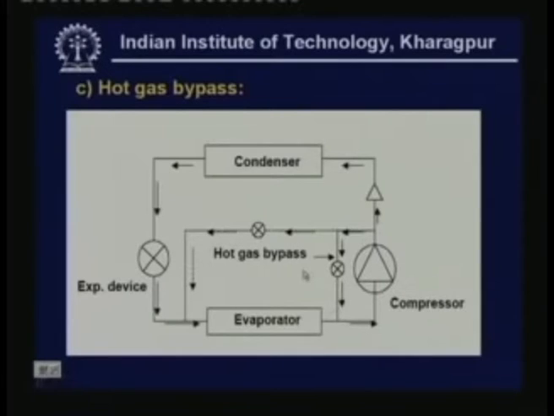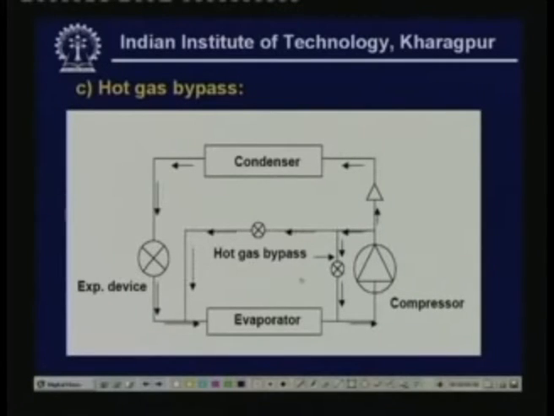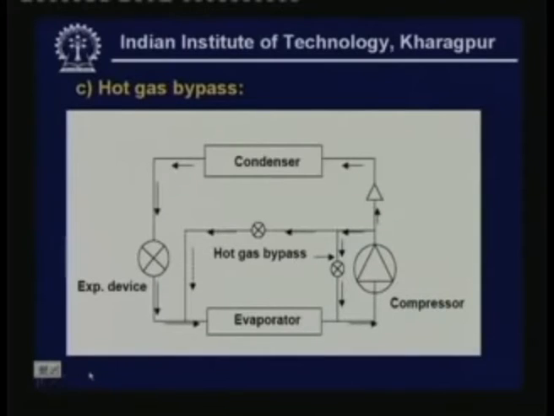Normally, this valve is controlled by sensing the pressure here. That means you will be sensing the pressure at the evaporator, and that is connected to this valve. When this pressure falls below the design pressure, that means the load is less and this valve opens, and once this valve opens, there will be bypass, and the refrigeration capacity also reduces to meet the load. So this is one method of hot gas bypass.